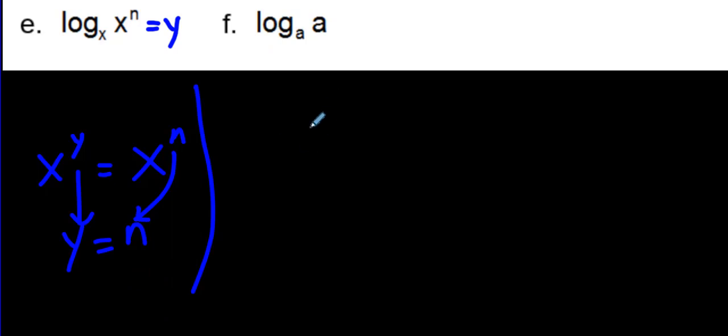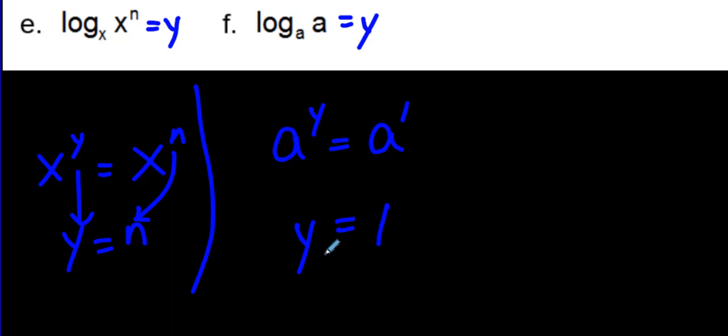Let's try one more. A exponent y is equal to a, and we're supposed to come up with what this would be. Well, we know that there's an invisible 1 here, so suddenly we know that because these bases are the same, you can take down the exponents. y is equal to 1. It has to be. Okay?